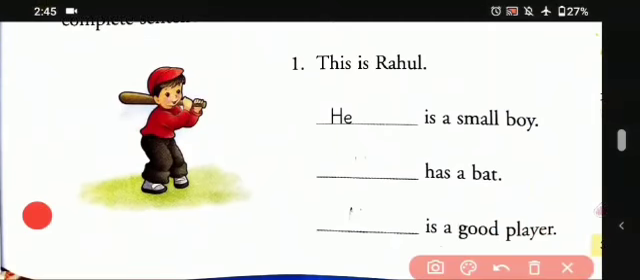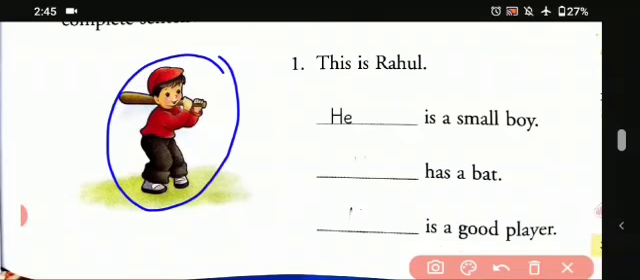So this is Rahul. So students, this is Rahul. And what he is doing? He is a small boy. He has a bat. So we will be writing here he. He has a bat. He is a good player. Okay, students?